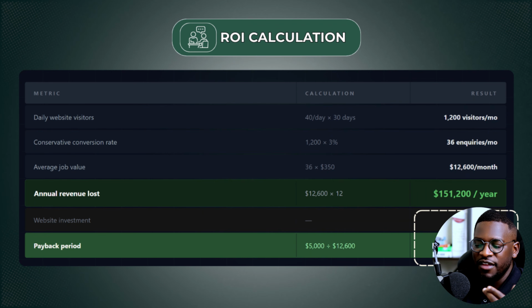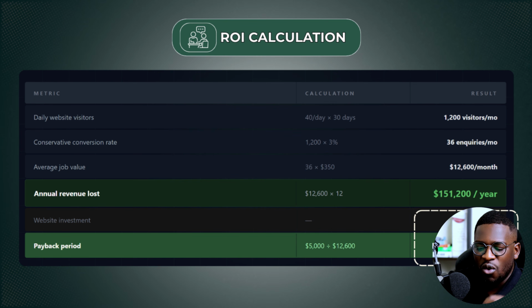So I'm now going to take you through the whole calculation that we did until we reached the price that I charged them at the end. They said they were investing more in ads, and they were getting 40 visitors per day. So 40 visitors per day times 30 days per month is 1,200 visitors per month, right? And I used a conservative conversion rate of 3%, which means 36 potential inquiries per month.